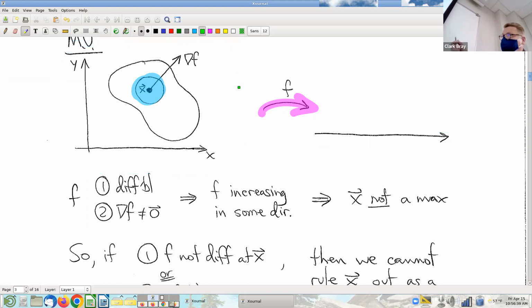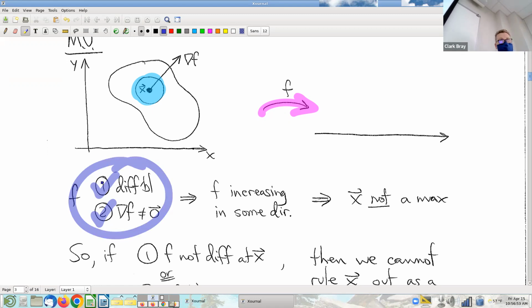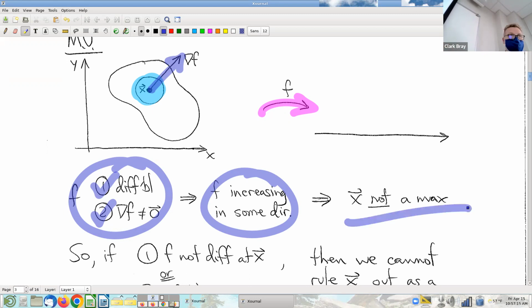We know we're in the middle. We've got room to move. We can move whatever direction we want. Let's consider a scenario where the function is differentiable and the gradient is non-zero. What happens here? Well, if the function is differentiable and the gradient's non-zero, then this vector is telling me literally that the function is increasing, and it's also telling me in which direction it's increasing. All I need to know is the function's increasing. It can't be a maximum. There's no way that's a maximum. Function's still getting bigger.